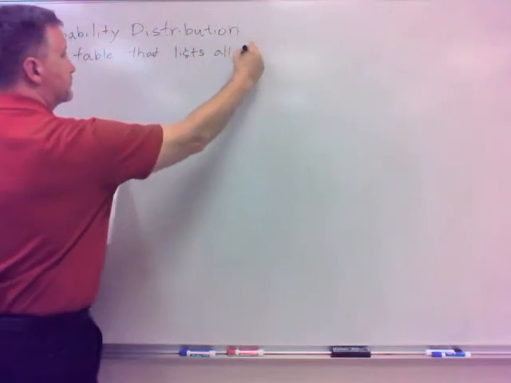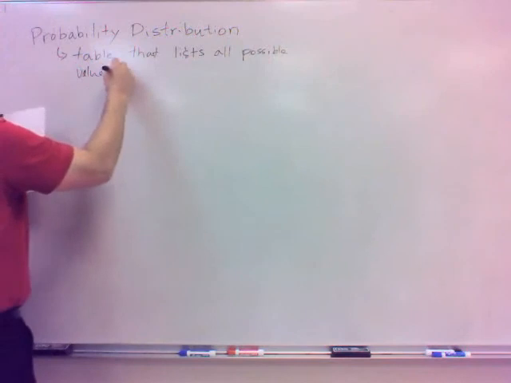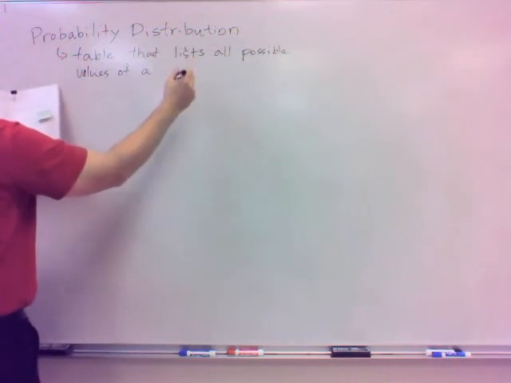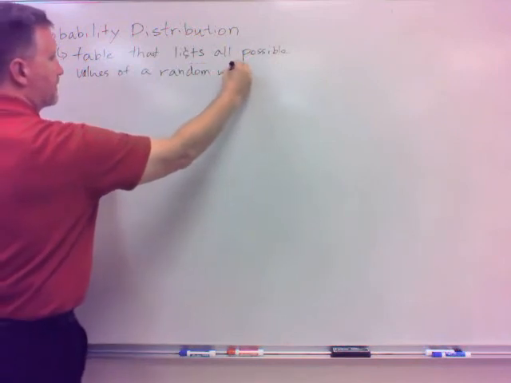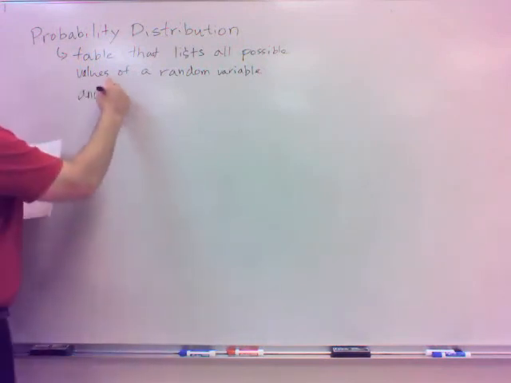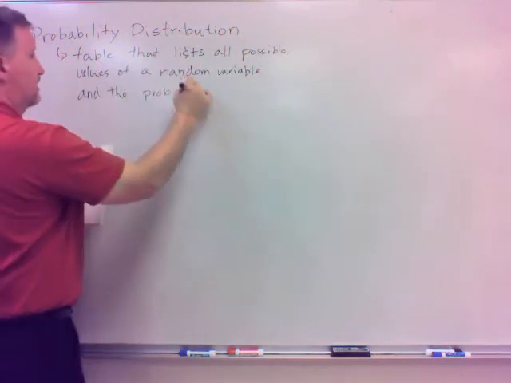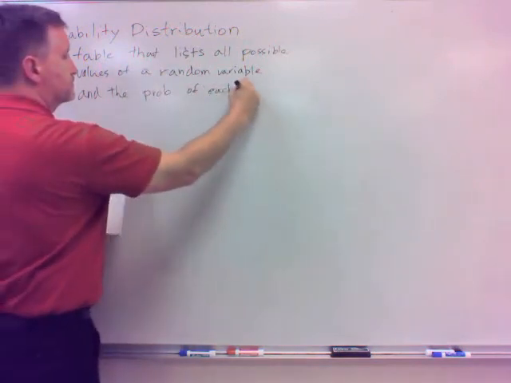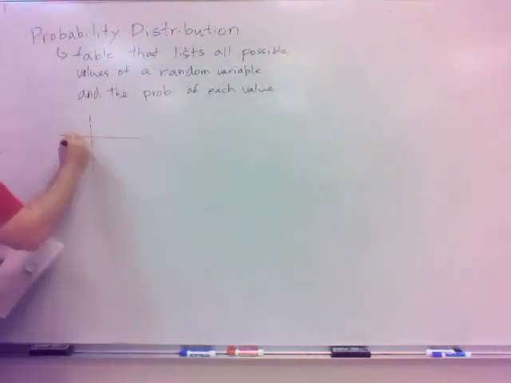Possible values of what's called a random variable, and it lists all those possible values for a random variable and the probabilities of each of those values. Okay, and let me just show you what one looks like, or what we'll try to make one look like as we go.